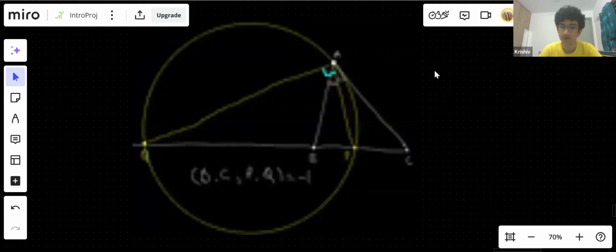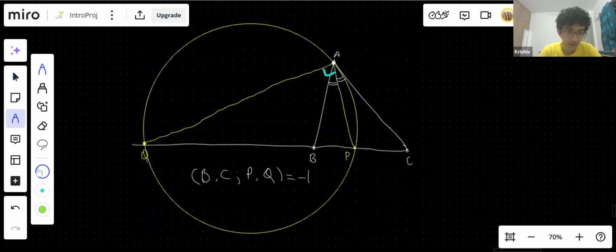Okay, so what I have is (B, C; P, Q) = -1, right? And I have this point A, which forms a triangle BAC. What I want to show is, if angle QAP is 90 degrees, then angle BAP is equal to angle PAC, or like the angle is bisected.